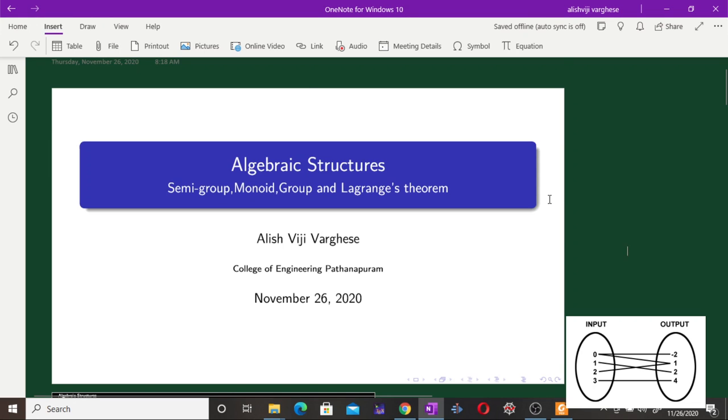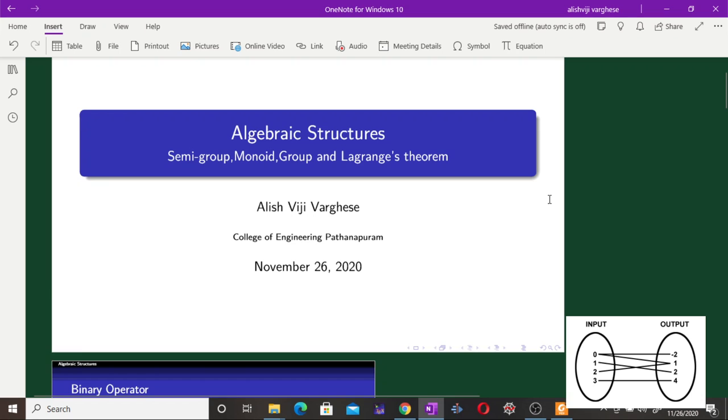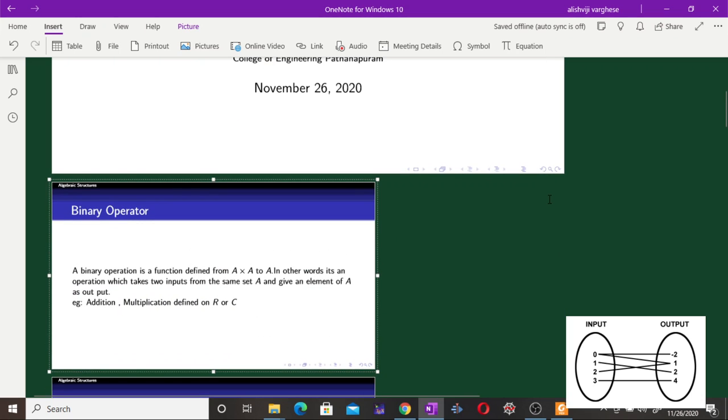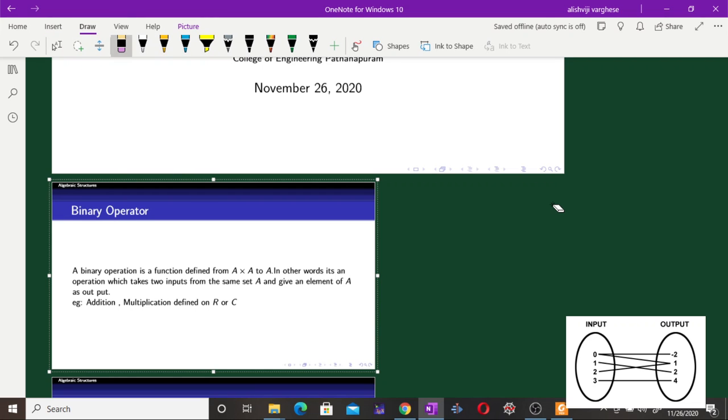So, formally, we start with the concept of a binary operator. A binary operator is a function defined from A cross A to A. Or in other words, it's an operation which takes two inputs from the same set and gives an element from A as the output. Such an operation is known as a binary operation. So let us have some examples.